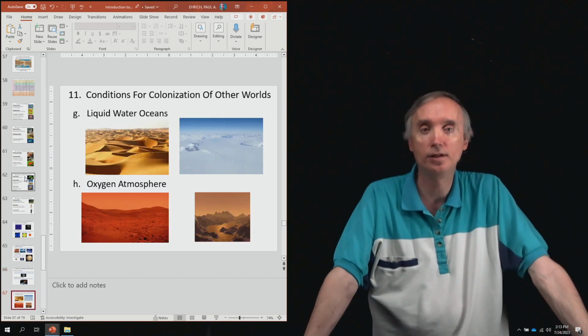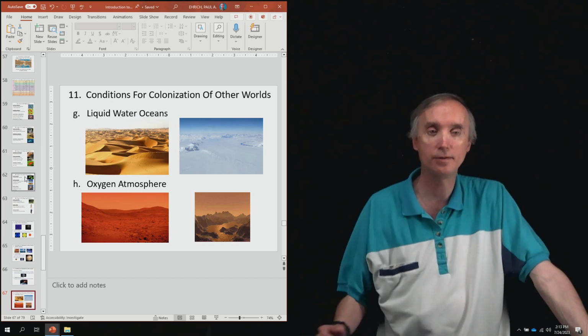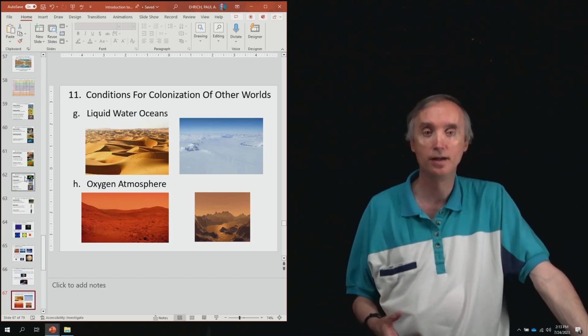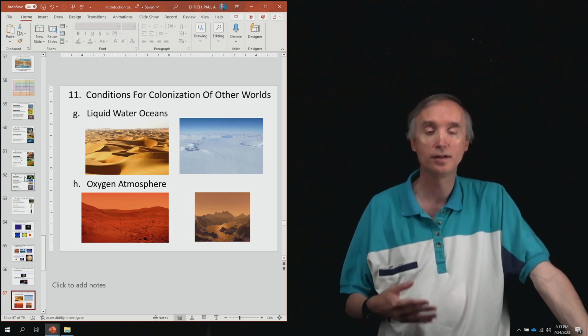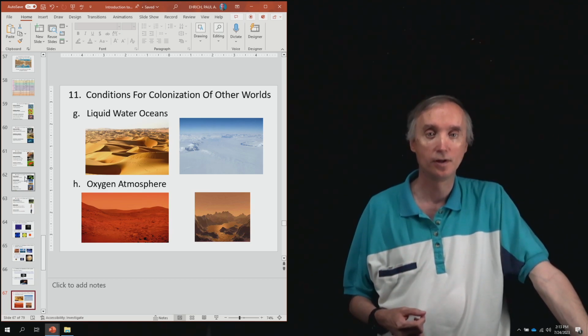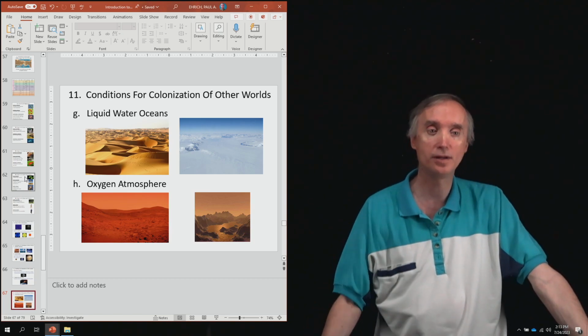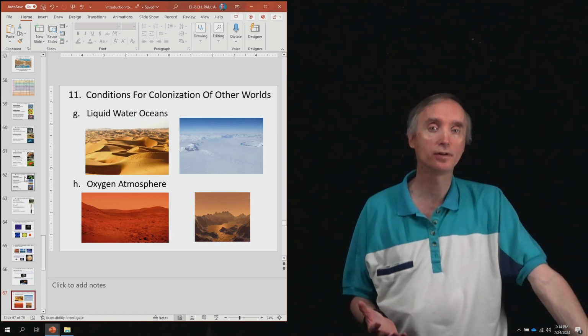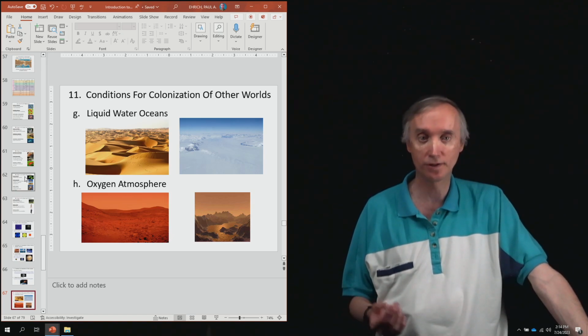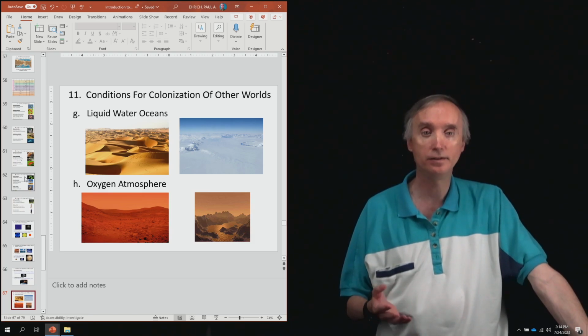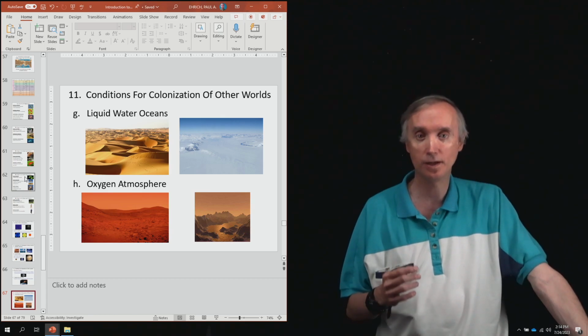Okay, then we need to have liquid water oceans. So it can't be so dry that they evaporate, and it can't be so cold that they freeze over. Okay, also we're looking for an oxygen atmosphere. So that means you can't have an atmosphere like Mars, where it's made of carbon dioxide, and you can't have an atmosphere like on Titan, where it is made of methane. So it has to be an atmosphere composed of oxygen.